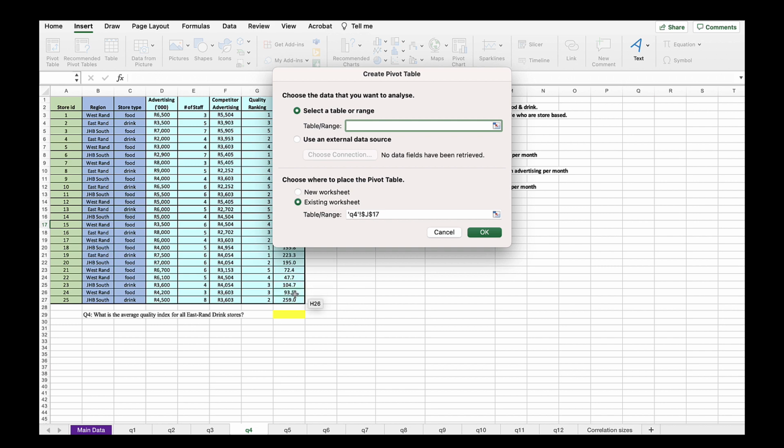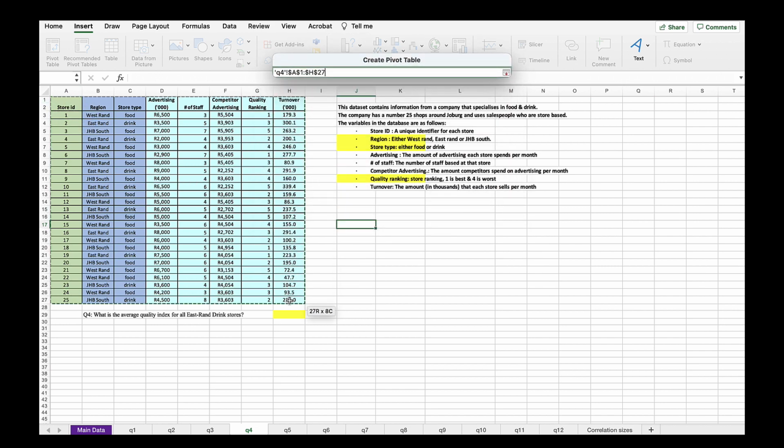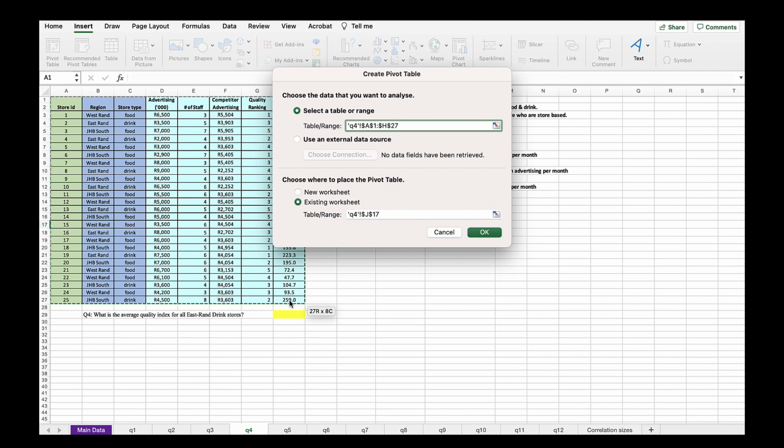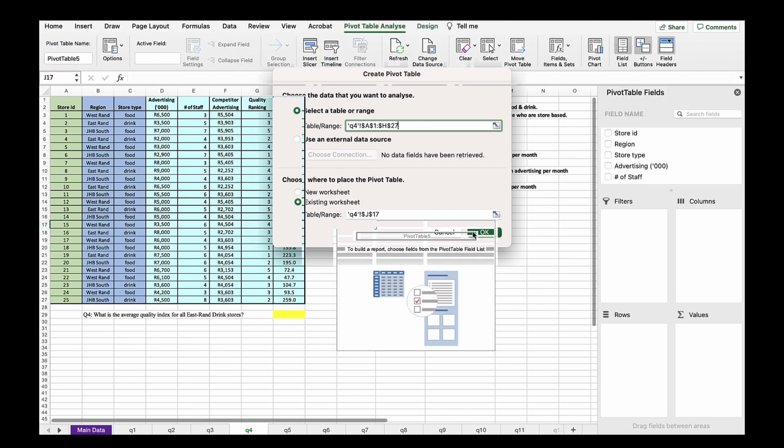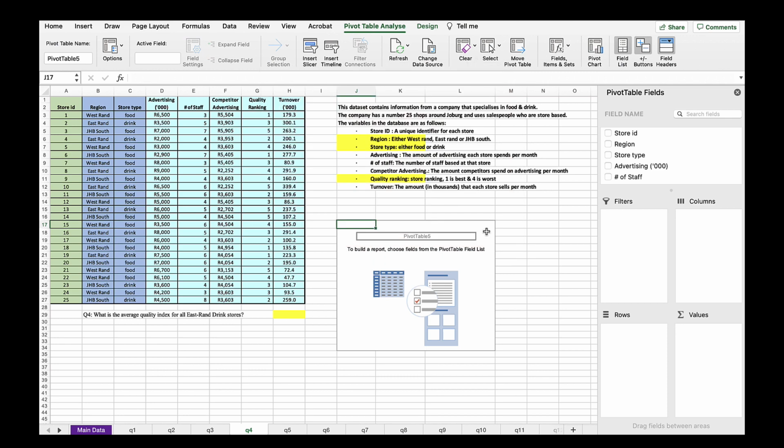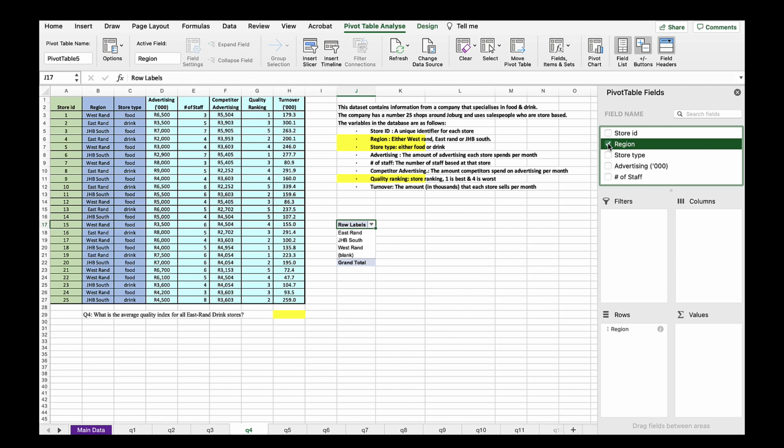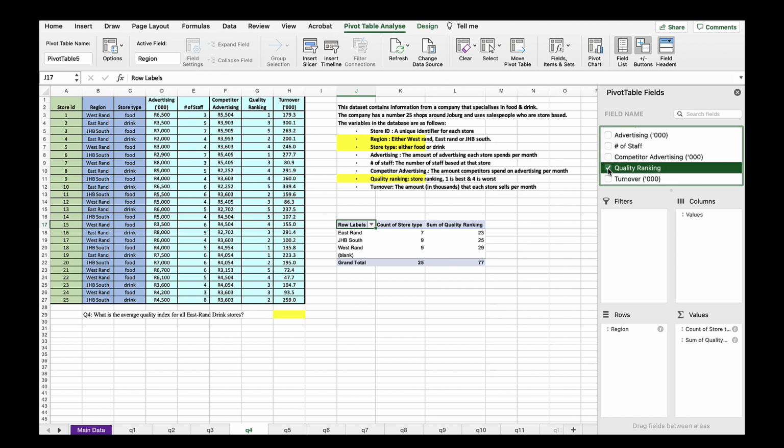And again, I'm going to highlight this range from A1 all the way through to H27. And I go OK. And here again, I've got my pivot table information. I'm going to highlight the yellow bits, the region. I'm going to tick the store type, and I'm going to click the quality rating. These are the three things that we've got.